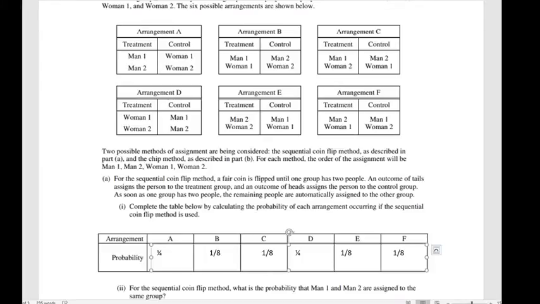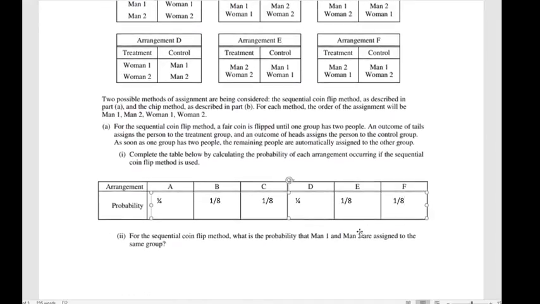Something good to check on is to make sure that your probability actually adds up to 1 when you've calculated it. So we're going to check here. So we've got 1/4 plus 1/8 plus 1/8. So that's 2/8, 3/8, 4/8, 5/8, 6/8, 7/8, 8/8. So our probability is 1. So we've got the probabilities there.